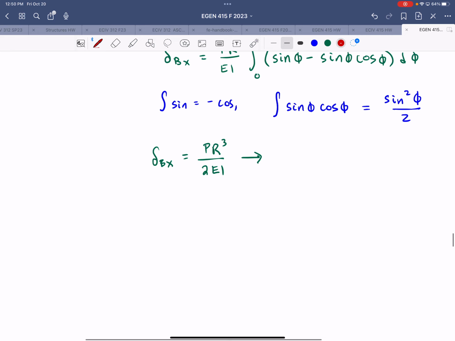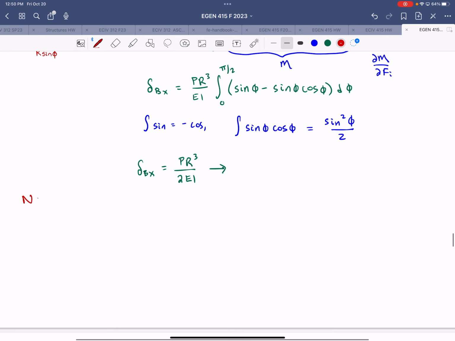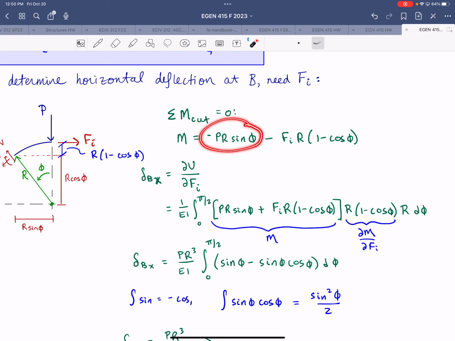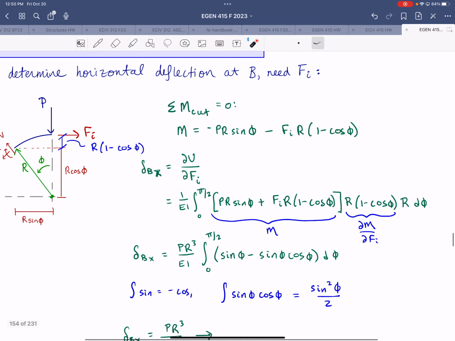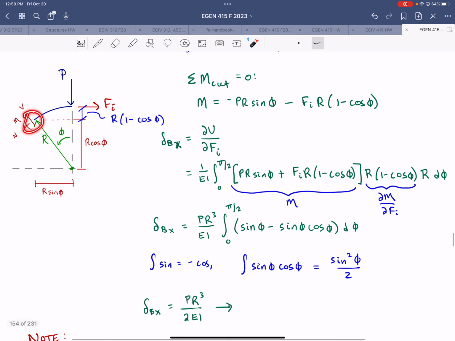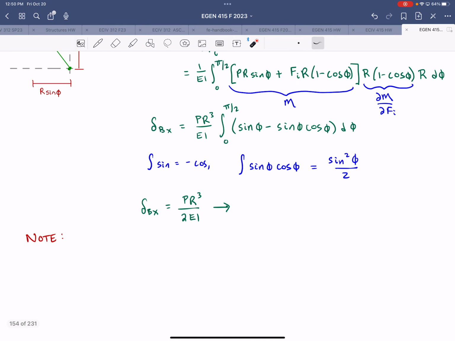All right, so I've got a few notes and then we'll call it a day. The actual physical moment, right? We have our equation here for a moment. The actual physical moment is just negative PR sine of phi, right? Because the fictitious force doesn't exist. So just remember that. Also, keep in mind that we technically do have still a normal force and a shear force acting here. We just neglected them for the purposes of this deflection calculation because their contributions to strain energy are very small compared to the contribution of the moment.